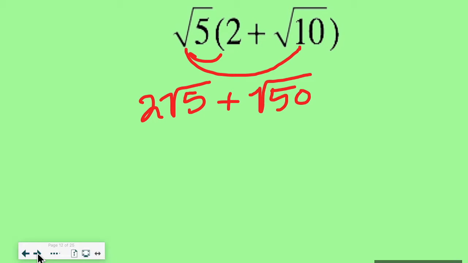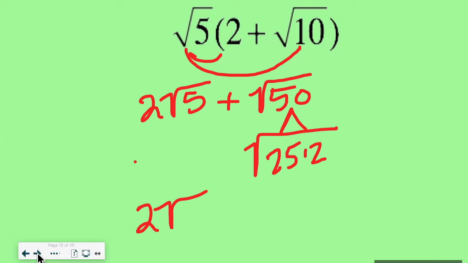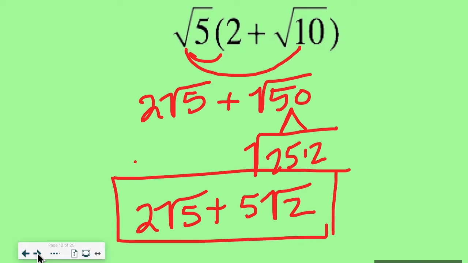The square root of 50 does have a perfect square factor of 25. And so now we still have 2 times the square root of 5, but now we can simplify this second part into 5 times the square root of 2. And we can't combine those because they're not like terms, so we'll just stop there.